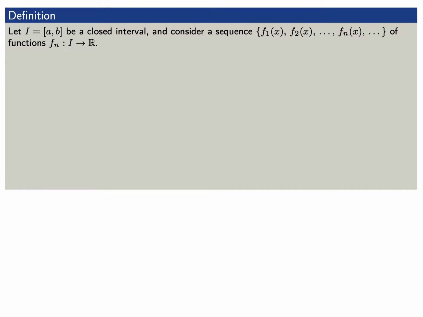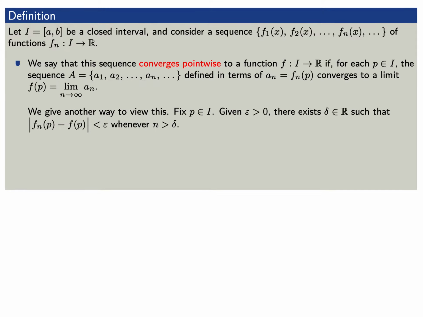on I. We'll say that the sequence converges pointwise to a function f, also defined on I, if, once we fix p, given a positive epsilon, there exists a delta such that in absolute value, f sub n of p minus f of p is less than epsilon whenever n is greater than delta.